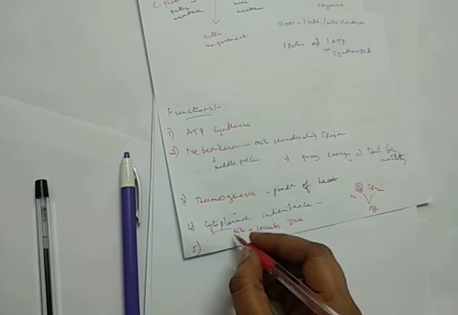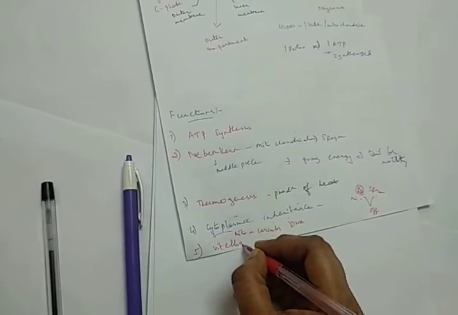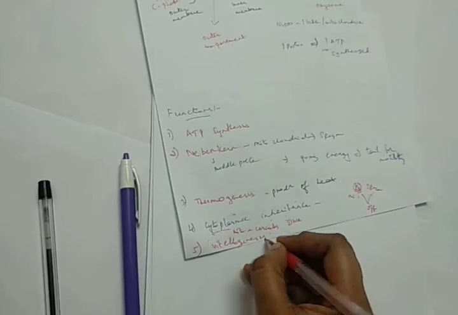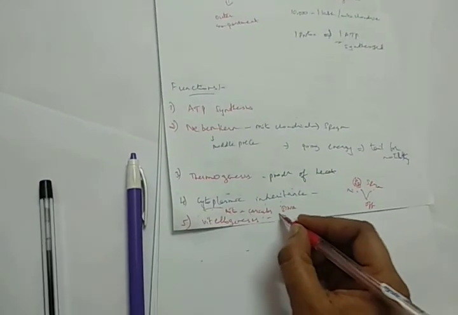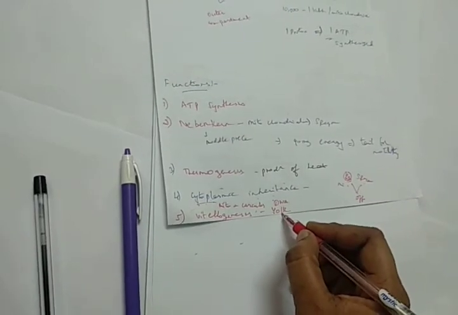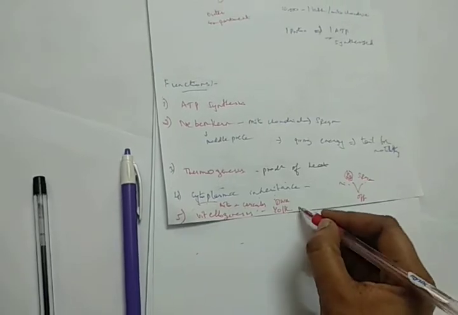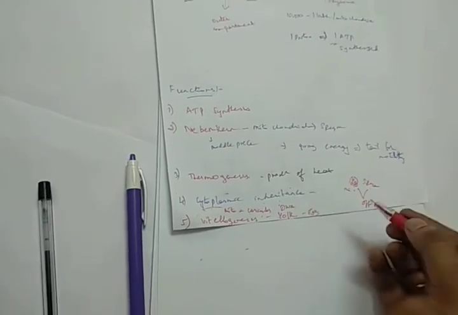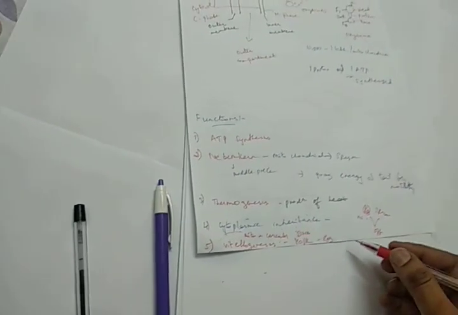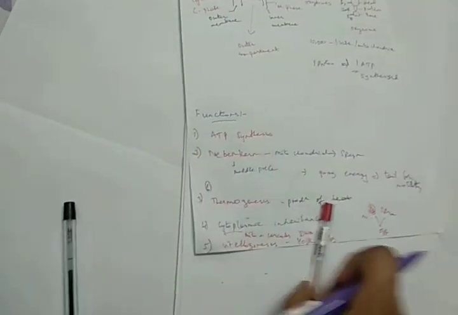It is also used in vitellogenesis. Vitellogenesis refers to the synthesis of yolk. Yolk synthesis means it is used as a reserve food material. Where is it used? It is used again in the egg itself. We'll add one more characteristic here.